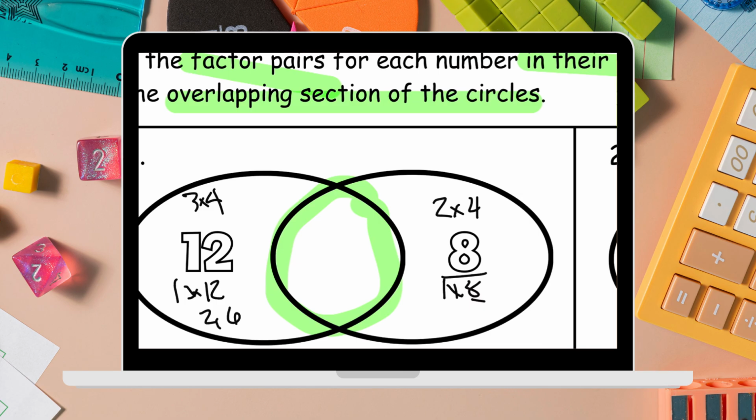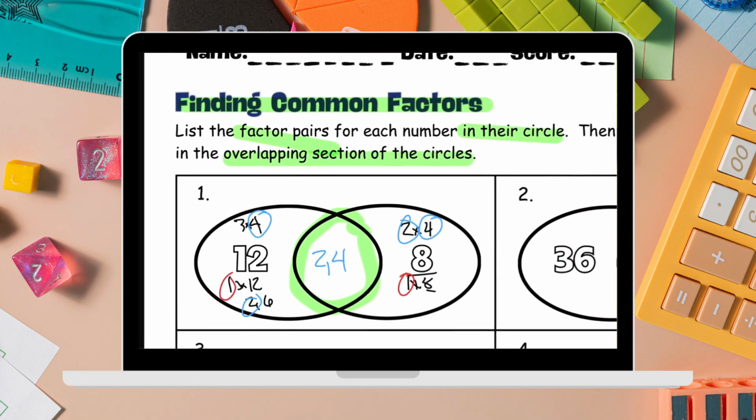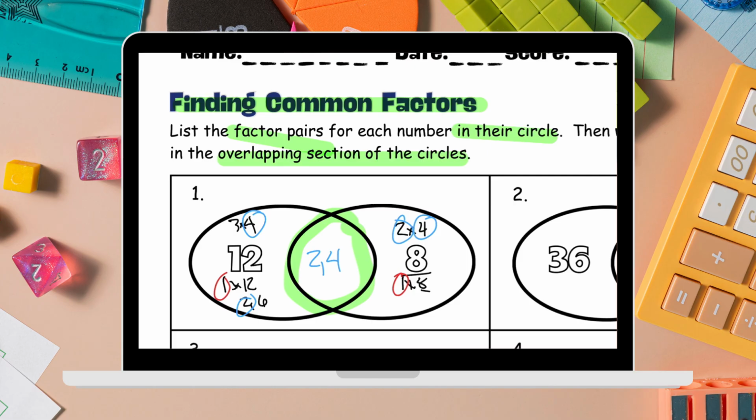And so now I'm just going to look at what they have in common besides 1. We know that they have 1 in common, but we have a 2 and a 4. Okay, 8, there's no 8. There's not a factor of 8 with 12, and 3 and 6 are not factors of 8. So then in the middle, I write my common factors are 2 and 4. Okay, and that's how we're going to find common factors.